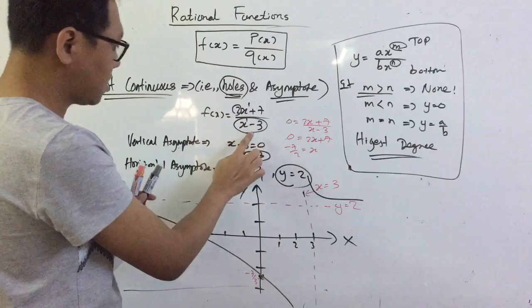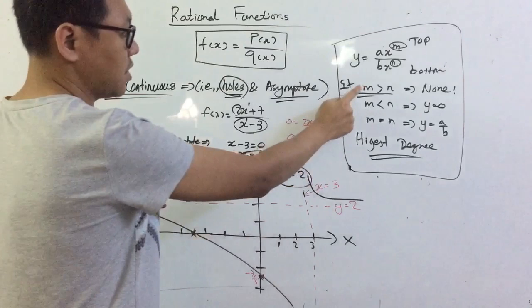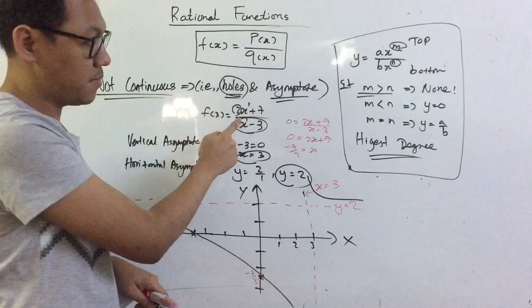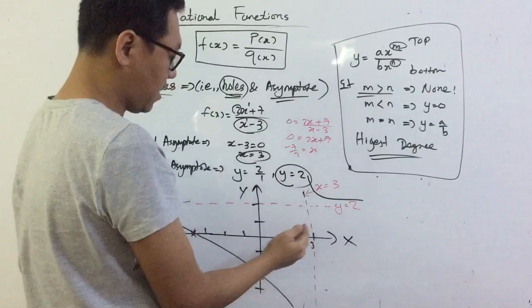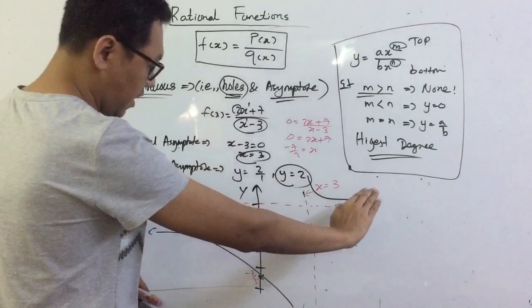Vertical asymptote is when you set the denominator equal to 0, you get the vertical asymptote. Horizontal asymptote has three conditions. In this case, the degrees are the same. The highest degrees are the same. So you have to do a over b, the coefficients, 2 over 1, which is 2. And then we draw this x equal to 3 here and y equal to 2 here. And then we plot the intercepts.